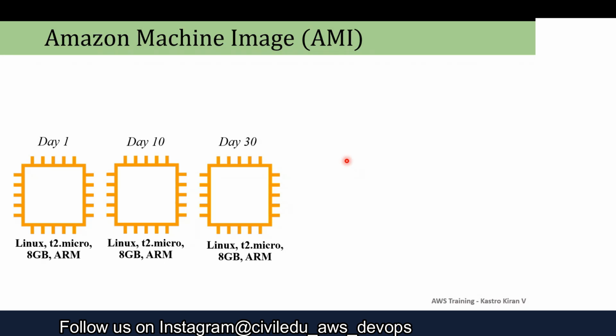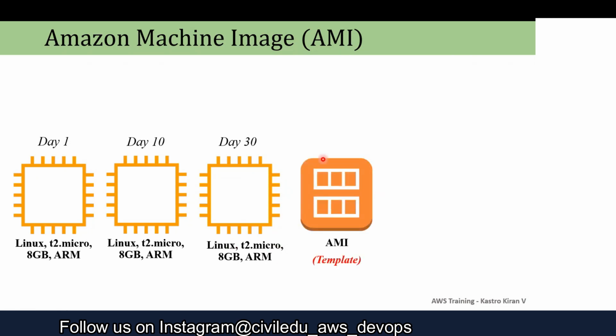There comes the point of AMI. There we are going to use a concept called AMI. So what is AMI? AMI is basically an Amazon Machine Image which is used to set up the configuration that is required. I'll show you that. Suppose here you can see I'm going to create one AMI, which acts as a template in order to launch my EC2 instances. It is not an instance. AMI is not an instance. AMI is a template which is used to launch the instance.